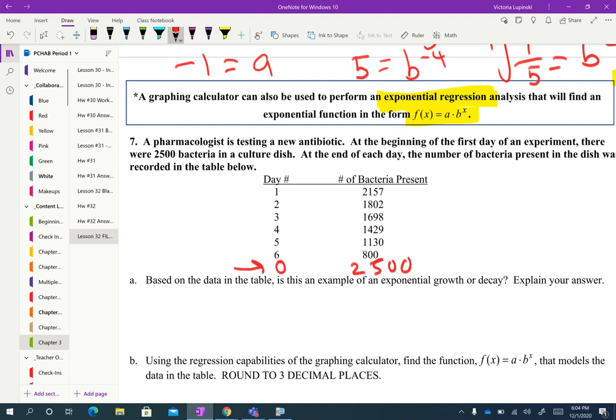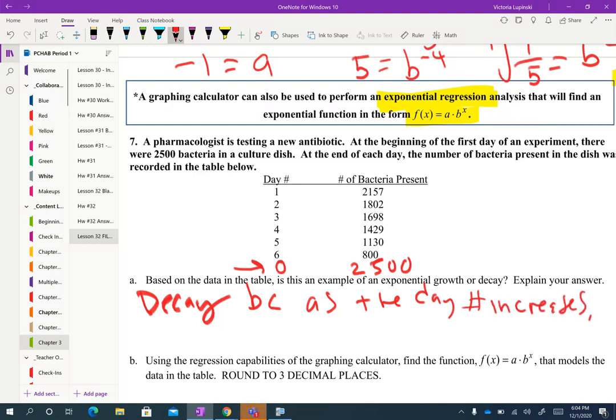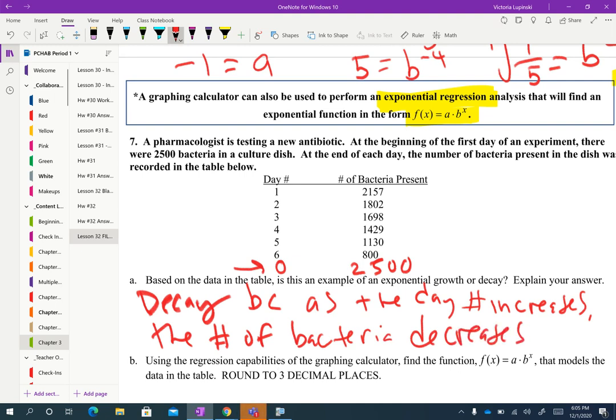Then they first want you to just make a general observation. Based on the data in the table, is this exponential growth or decay? And I think you could pretty clearly say that this is decay. Why? Because as the day number increases, the number of bacteria decreases. And again, you don't have to make your explanations long or lengthy. You just have to make sure that they get right to the heart of the matter.